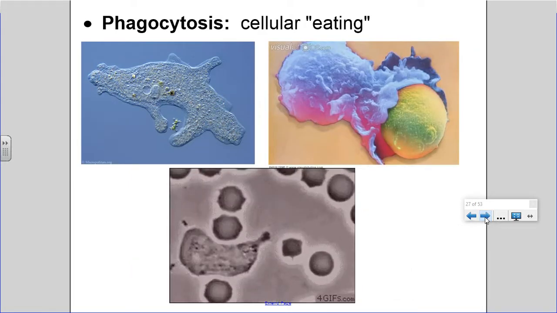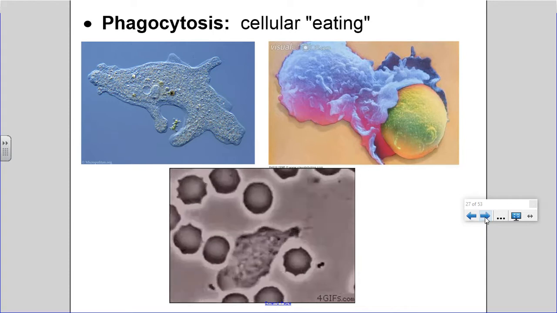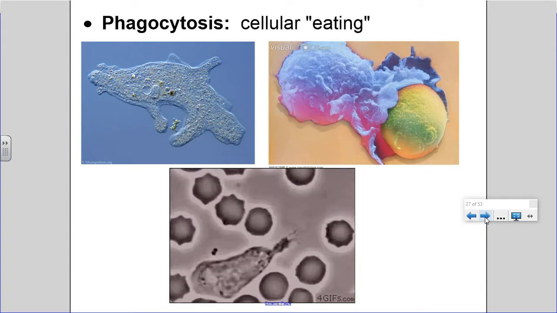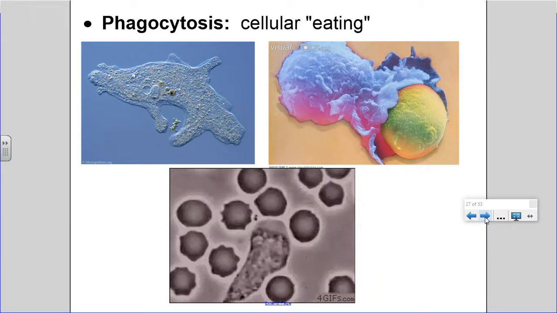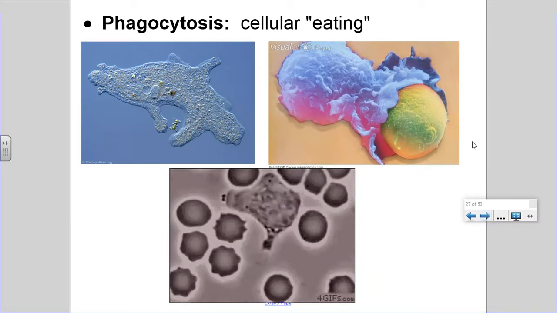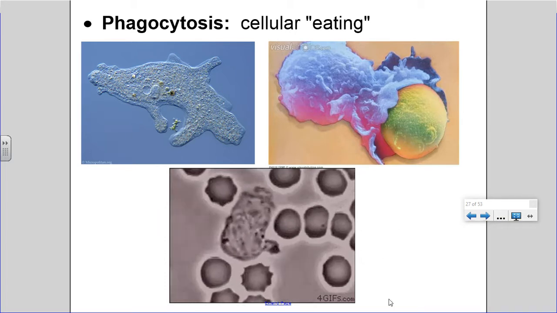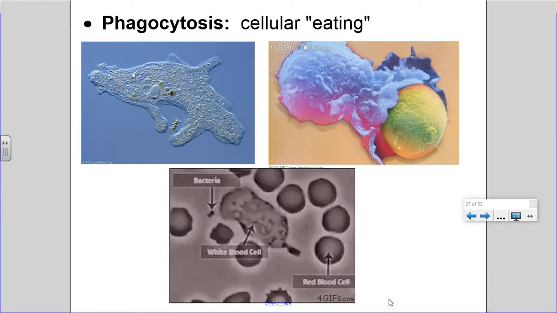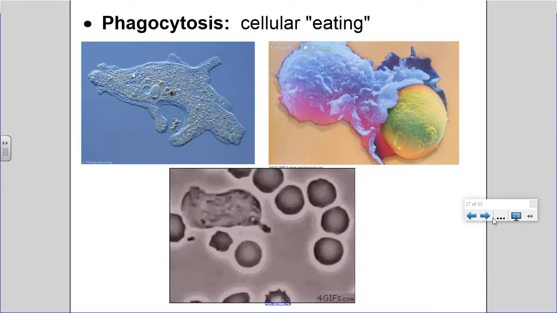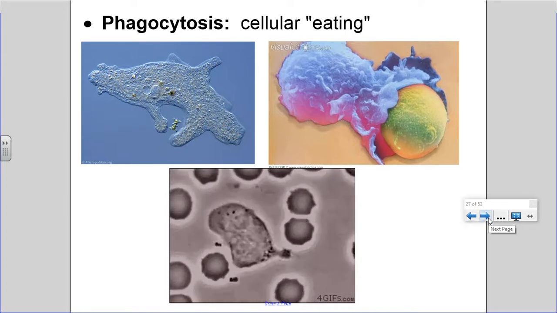Okay, and then we have cellular eating, which is phagocytosis. This would be how cells will eat large particles. There are two pictures shown at the top. One on the left is an amoeba about to eat some food, and then on the right is a white blood cell eating a yeast. And then at the bottom, there's one of your white blood cells chasing a bacteria. And it eats it.